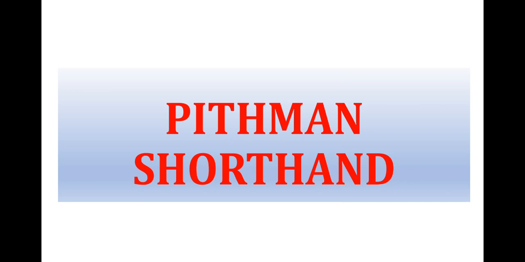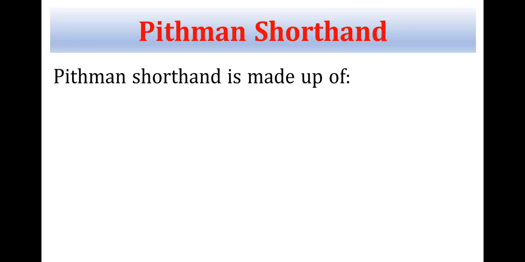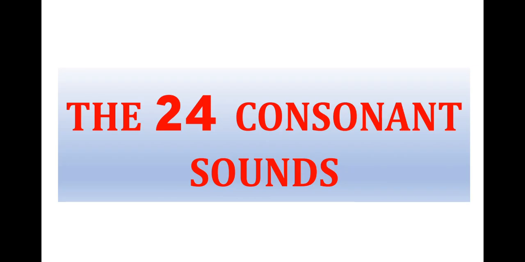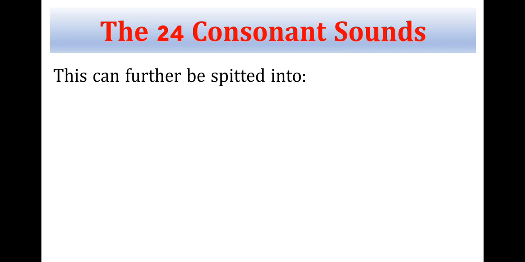So now let's go into what Pitman Shorthand is. Pitman Shorthand is made up of 24 consonant sounds, 12 vowels, and 4 diphthongs. We will start with the consonants. The 24 consonant sounds in Pitman Shorthand, for better understanding, can be split into 6, 8, 8, and 2. If we add everything together, 6 plus 8 plus 8 plus 2 gives us 24. That is the breakdown of the 24 consonant sounds in Pitman Shorthand.